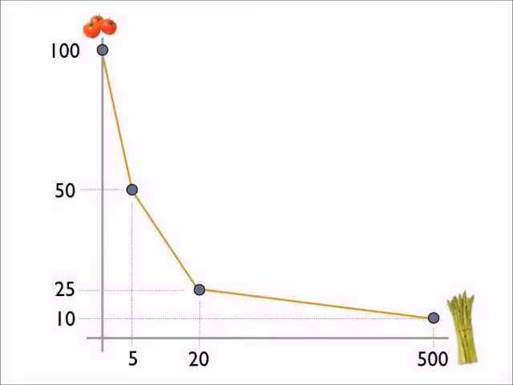Now, here's an indifference curve, and it shows how a person's willing to trade tomatoes for asparagus. As a person moves from 100 to 50 down the indifference curve, they're willing to give up 50 tomatoes for 5 asparagus. The reason they're willing to do this is because they have a large quantity of tomatoes.